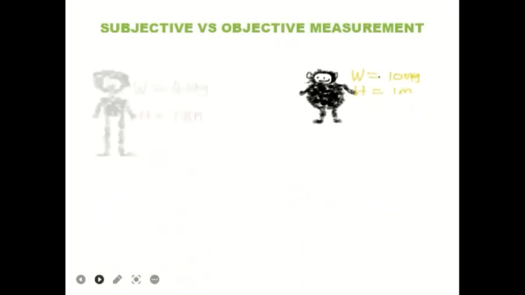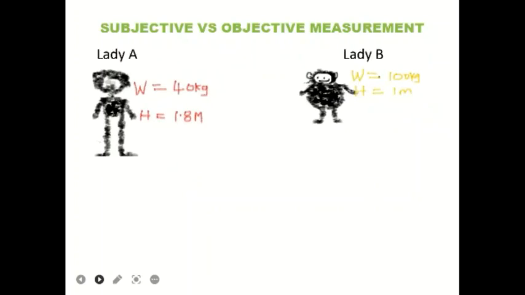So let's go back to our two beautiful ladies based on subjective measurements, because any of them could be regarded as being beautiful. Lady A, once again, weighs 40 kg, height 1.8 meter. Lady B, 100 kg, height 1 meter. If we are doing subjective measurement, we'll keep on arguing. Nobody will agree whether A is more beautiful than Lady B.